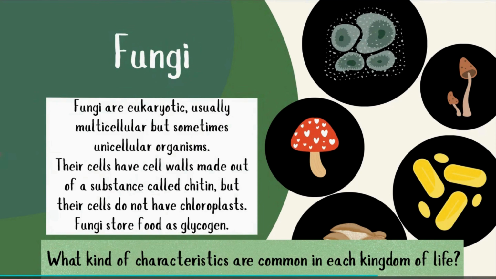So there are some types of fungi that are unicellular. Their cells have cell walls made out of a substance called chitin, but their cells do not have chloroplast like the plant cells have. Fungi store food as glycogen.